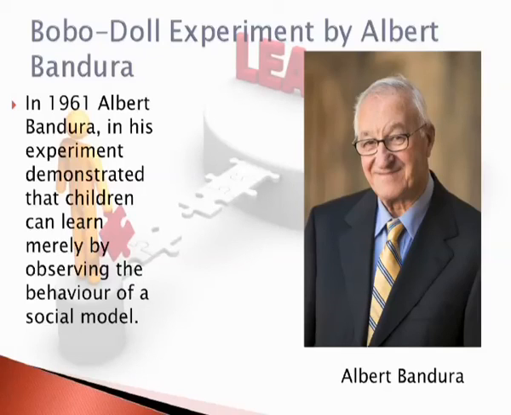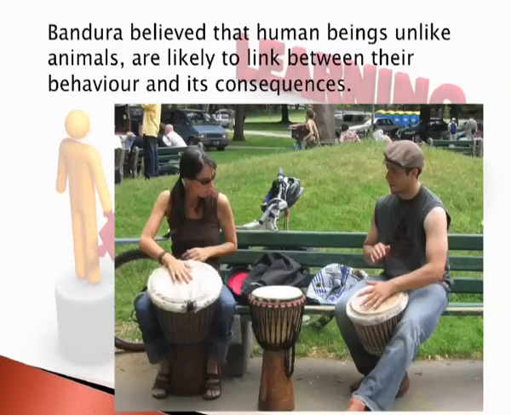Have you heard about the interesting experiment done by Albert Bandura, popularly known as the Bobo doll experiment? One of the first recorded instances of observational learning in research was the study performed by Albert Bandura in 1961. This experiment demonstrated that children can learn merely by observing the behavior of a social model. Bandura believed that human beings, unlike animals, are likely to link between their behavior and its consequences.